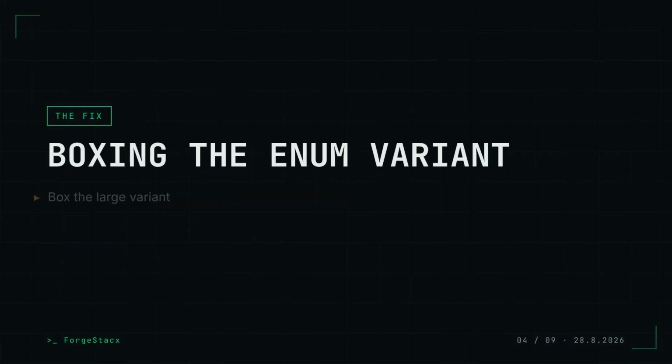The fix was to box the large variant. Boxing means moving the data to the heap. The enum then only stores a pointer. This pointer is much smaller than the large variant. The default enum size drops significantly. For the common case, the memory usage is now minimal.